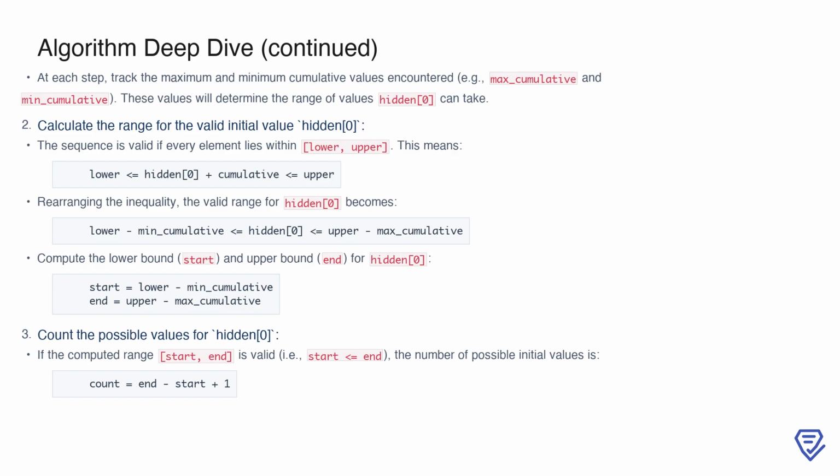Once we have these cumulative bounds, we can calculate the range for hidden[0] that ensures the entire sequence stays within the limits of lower and upper. Rearranging the constraints leads us to lower - min_cumulative being the lower bound for hidden[0] and upper - max_cumulative being the upper bound.